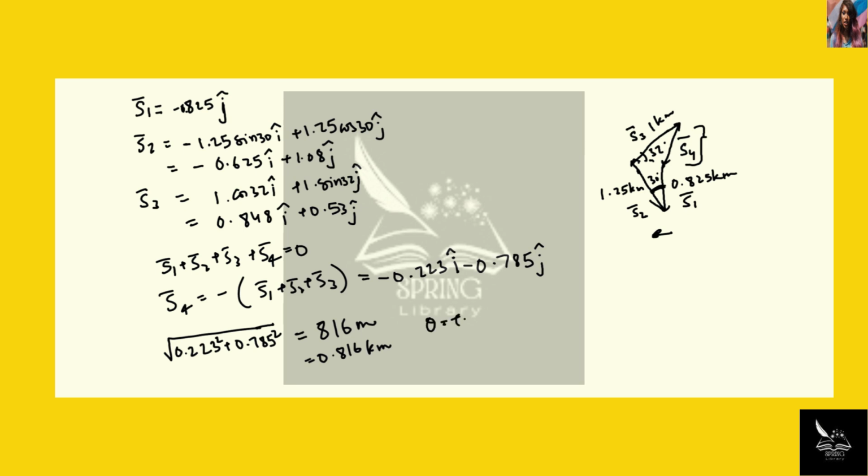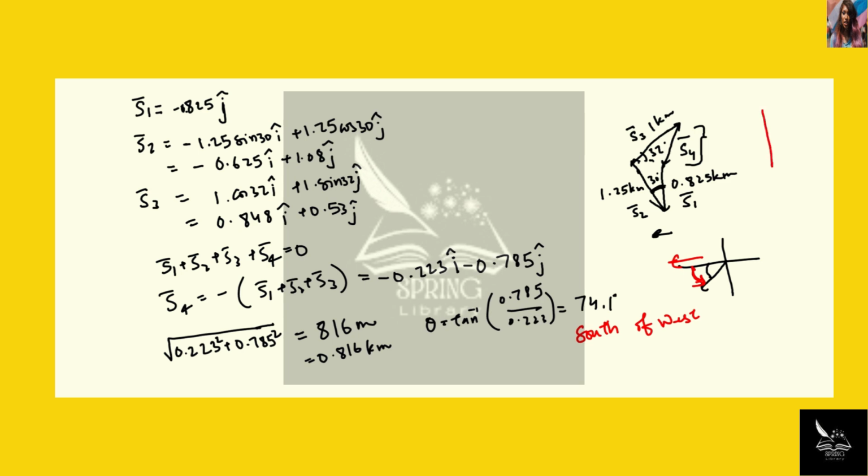And the angle would be tan inverse of the y component divided by the x component, which would be 74.1 degrees. And this would be from the negative x-axis. Hence, this angle would be south of west, because negative x-axis is in the west direction, and then you turn downwards, which is south. Obviously, we have chosen our compass as usual. Up is north and right is east.